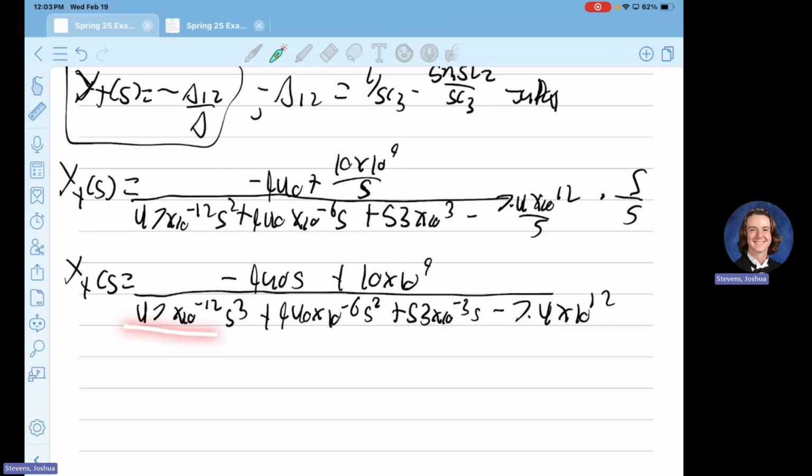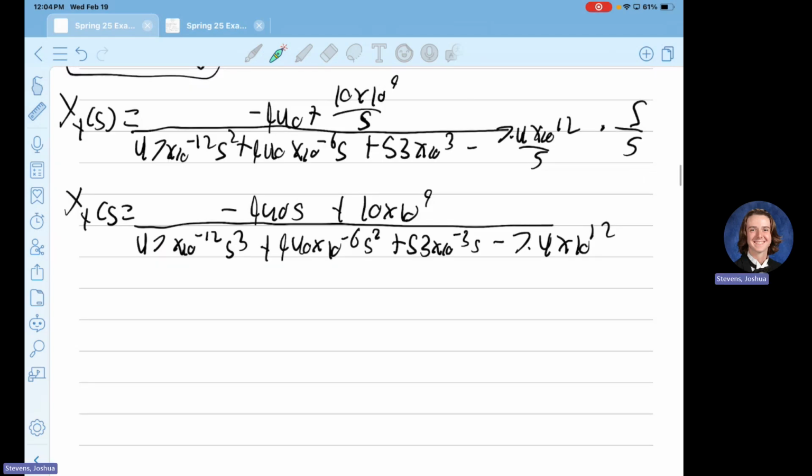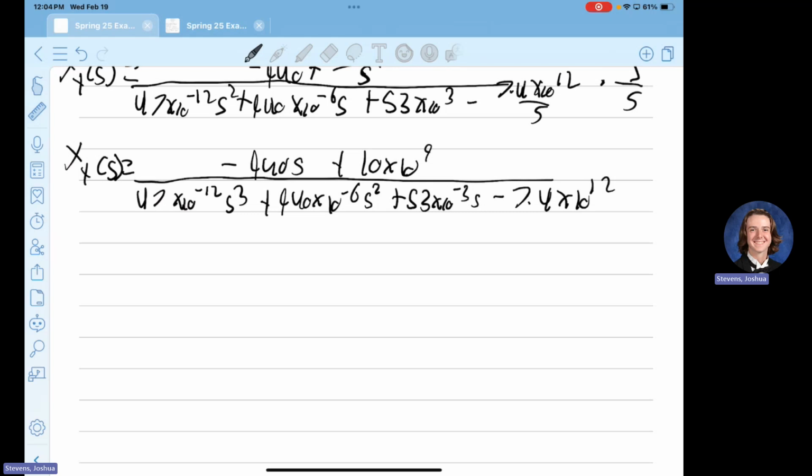You want to get it into the form where your highest form is on the left and your lowest form is on the right. Does that make sense? In this case, our highest form is an S cubed. It's not S squared, it's S cubed. Because of that, we need to factor or normalize these numbers. And you also want to make sure that the highest form of S is positive, so if you have a negative attached to it, take that out as well.